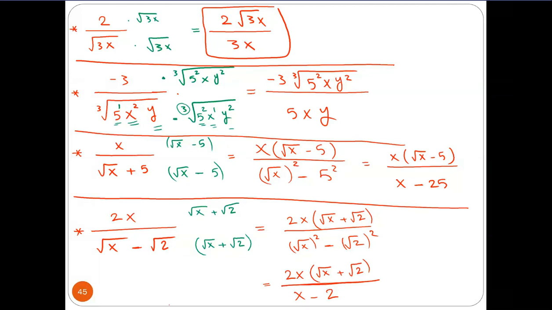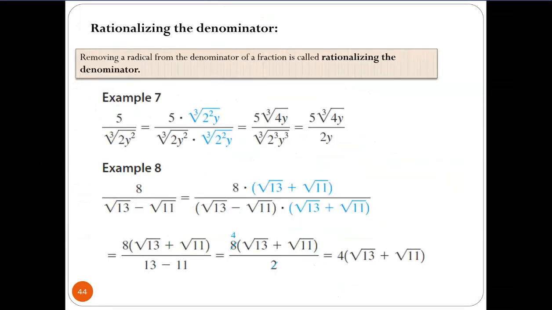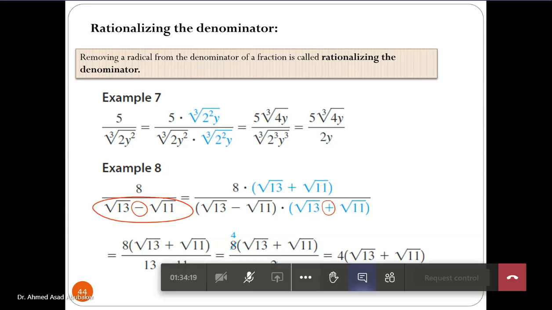This is how we rationalize the denominator. Look at this: if we have numbers or values with two radicals, the conjugate is the same radical, but with a positive sign here; where it is negative or subtraction, we put addition. Okay. Any question? This is the last subject in this chapter, and inshallah in this lecture. Any question?